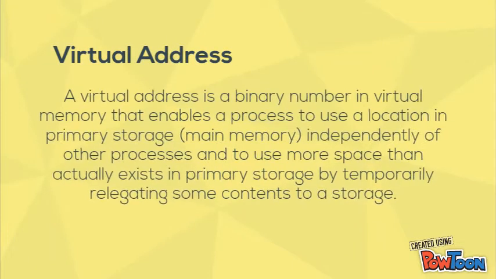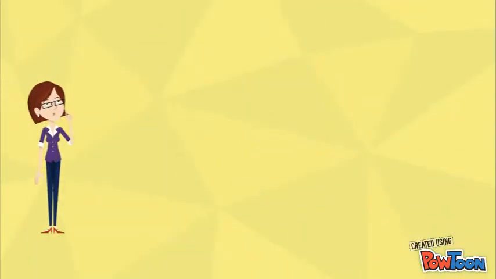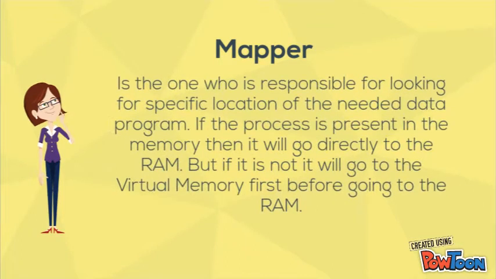A virtual address is a binary number in virtual memory that enables the process to use a location in primary storage, main memory, independently of other processes, and to use more space than actually exists in primary storage by temporarily relegating some contents to a storage. After the virtual address, the process now will proceed to the mapper. The mapper is responsible for looking for the specific location of the needed data or program. If the process is present in the memory, then it will go directly to the RAM. But if it is not, it will go to the virtual memory first, before going to the RAM.